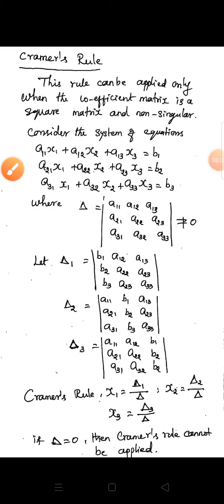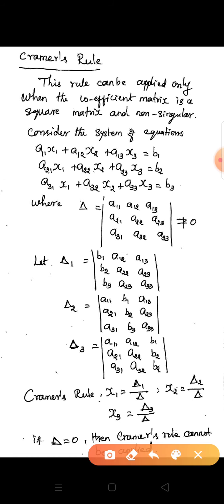Good morning, students. Today we are going to discuss Cramer's rule. This rule can be applied only when the coefficient matrix is a square matrix and non-singular.